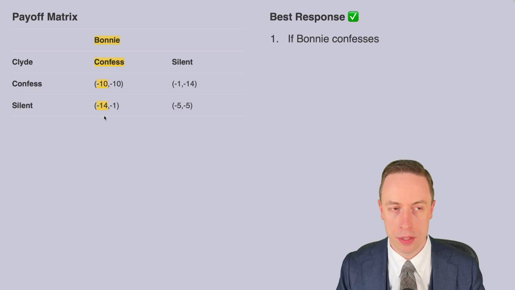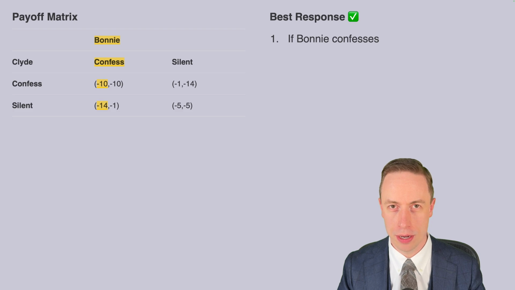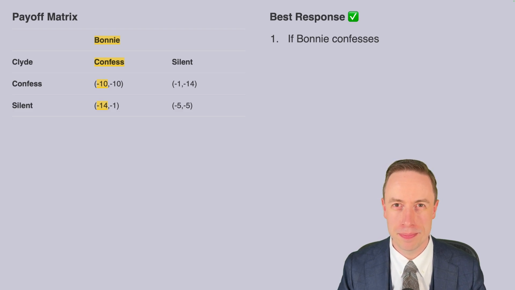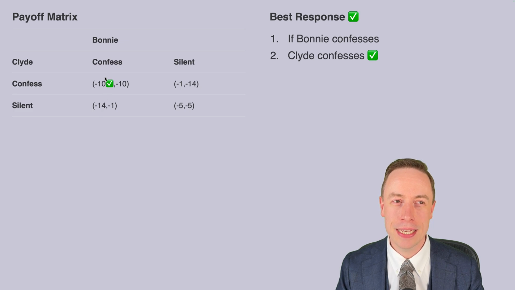So Clyde thinks about these two, picks the best response. Which one's the best response? Well, the one that's less time in prison, right? And now comes the little trick I was taught as an undergrad. Put a check mark next to the payoff here to Clyde that's associated with the best response.